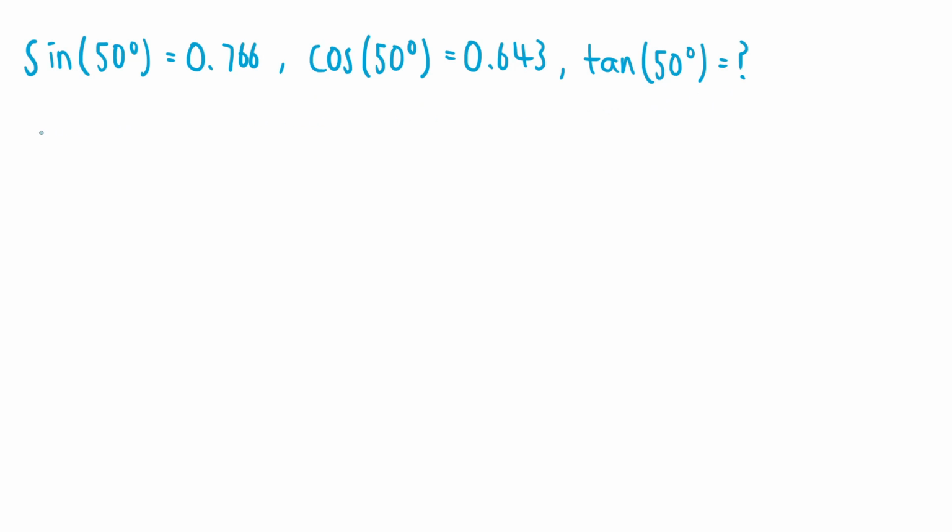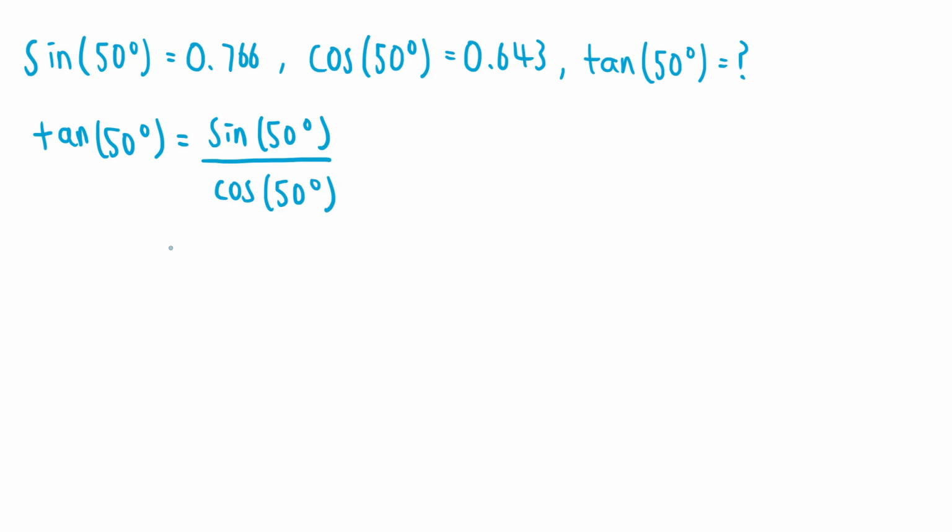So as we know, tan of theta is equal to sine of theta divided by cos of theta. So tan of 50 degrees is just equal to sine of 50 degrees divided by cos of 50 degrees. So if we plug in the values for sine of 50 degrees and cos of 50 degrees, we get 0.766 for the sine value and 0.643 for the cos value. So this is just 0.766 divided by 0.643. And if we plug this into a calculator, we end up with an answer that's approximately 1.191.